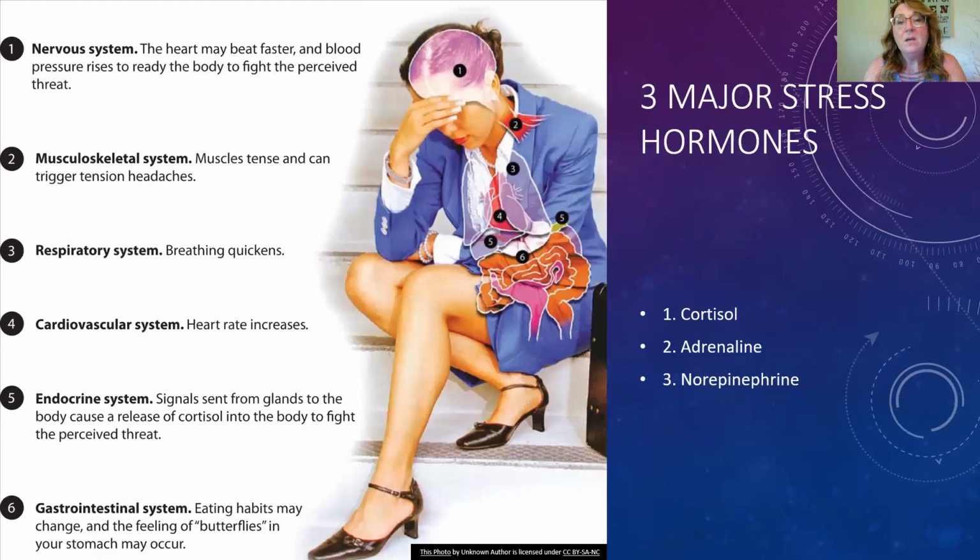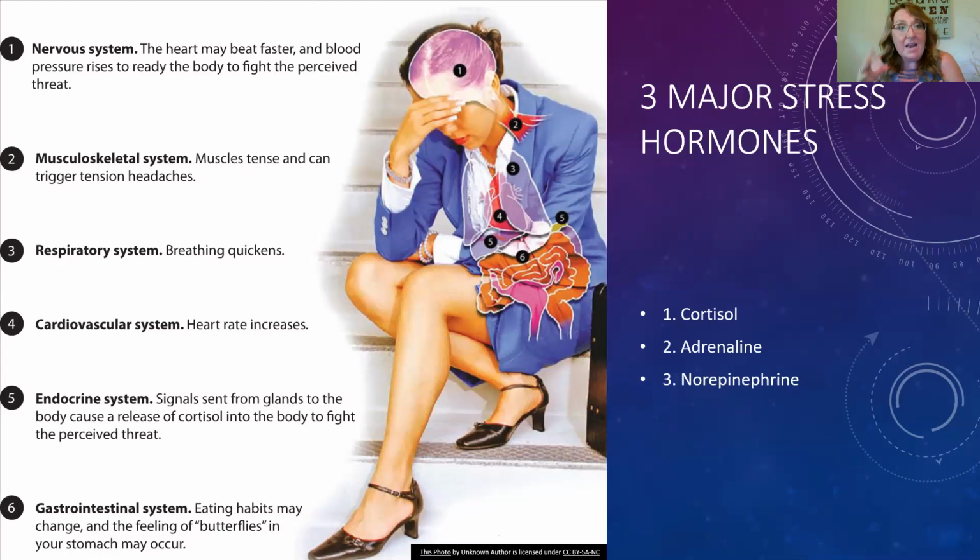So there are three major stress hormones that are really important for us to understand. As we're self-reflecting, we can think about, okay, this is cortisol and adrenaline and norepinephrine running through my body, impacting my central nervous system. My heart starts beating faster. Blood pressure rises. My body is preparing to go into fight or flight. There's some perceived threat. My musculoskeletal system tenses up.